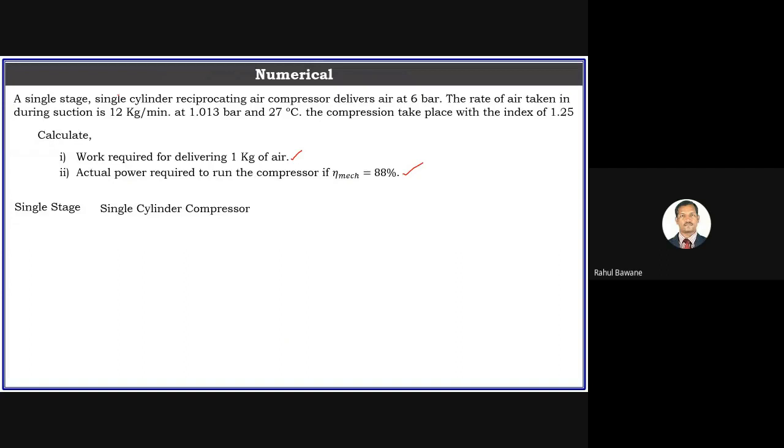That means this is the delivery pressure. The rate of air taken in during suction is 12 kg per minute. So mass flow rate during suction is given, that is 12 kg per minute. And the suction pressure is 1.013 bar. We convert into Newton per meter square, this is the basic unit during calculation. And temperature is 27 degrees centigrade, so convert into Kelvin.